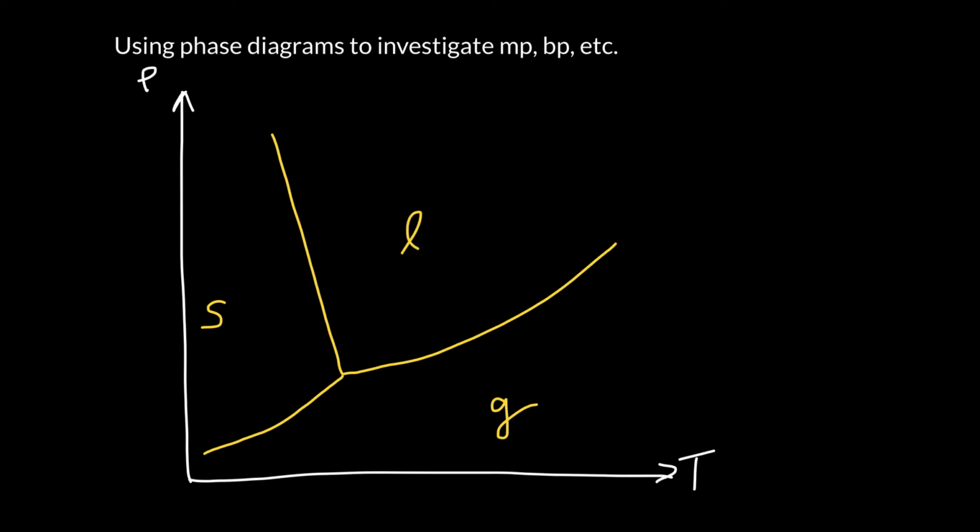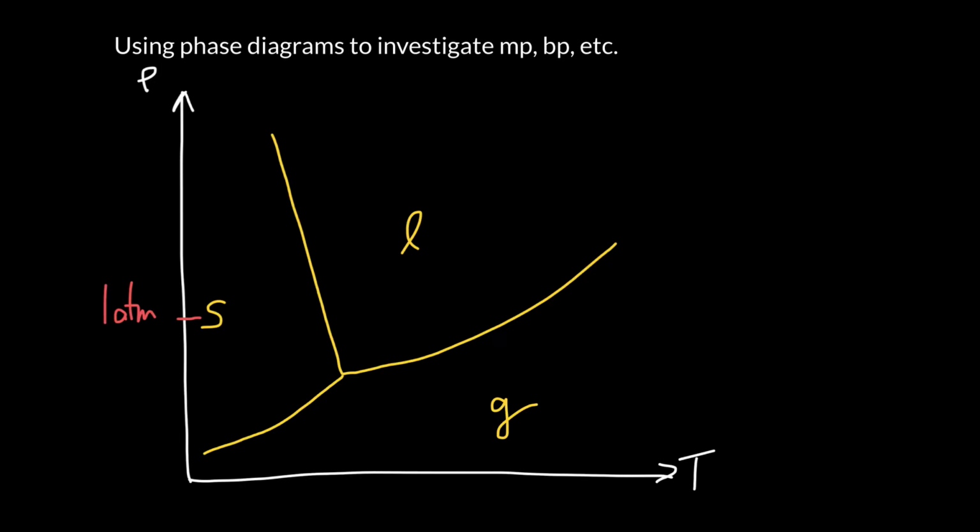Hey, welcome to my video about phase diagrams and using them to investigate things like melting point and boiling point. So we said in an earlier video that there's such a thing called the normal melting point and the normal boiling point. And if you remember, the normal referred to the fact that that's when the pressure of the air of the surroundings is 1 atmosphere. So on a normal day right here on the Earth, on average, it's about 1 atmosphere.